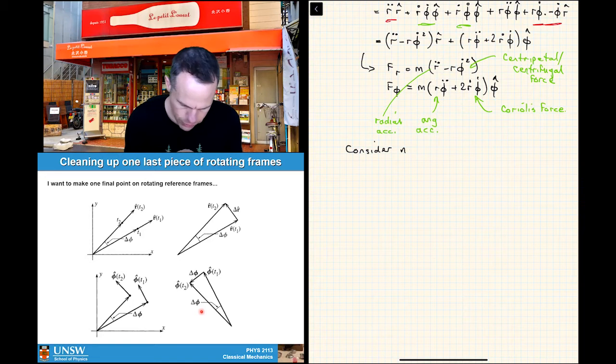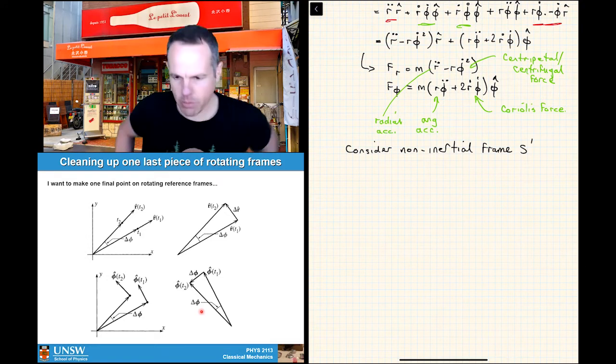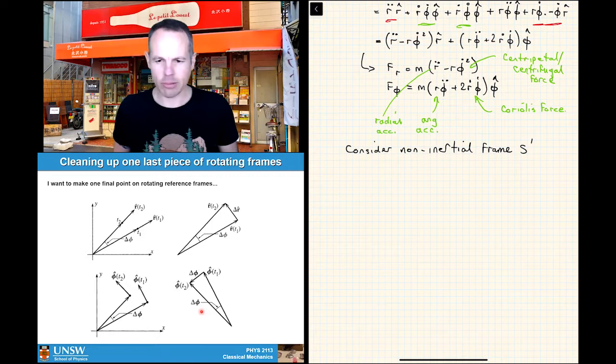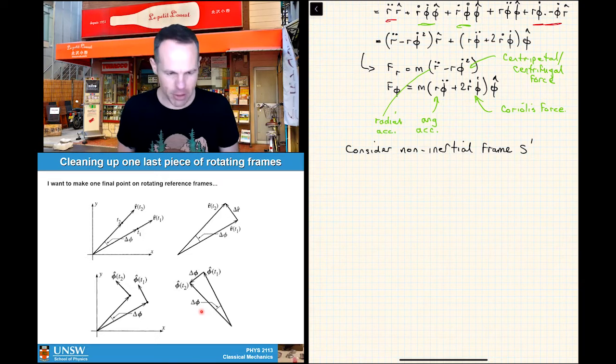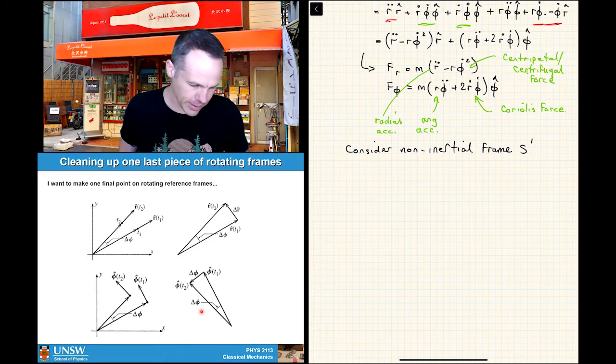a non-inertial frame S dash. For some reason my brain likes to reject the word inertial. I always, if I'm typing it, I spell it incorrectly. If I'm writing, I have to think about it halfway to make sure I write it correctly.